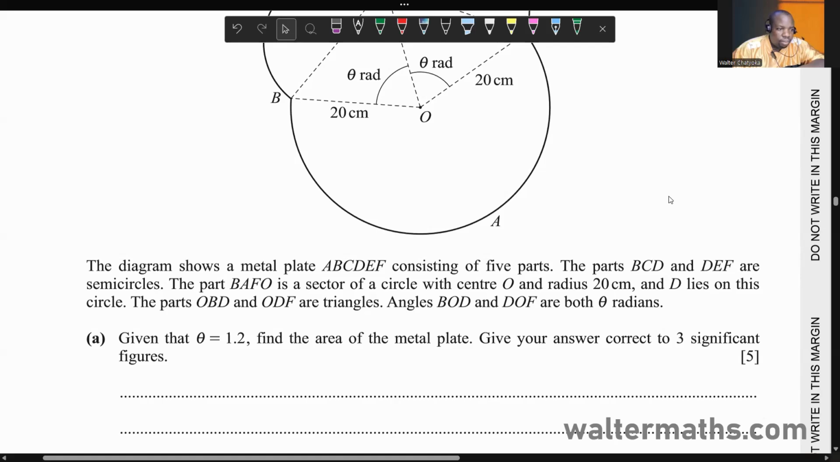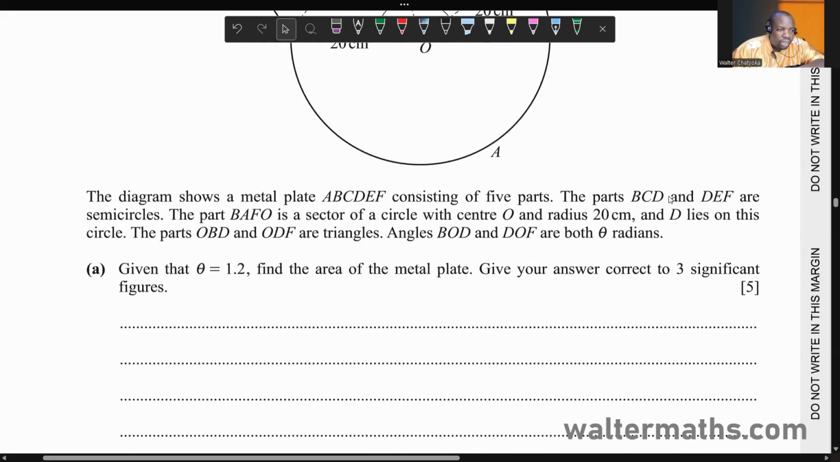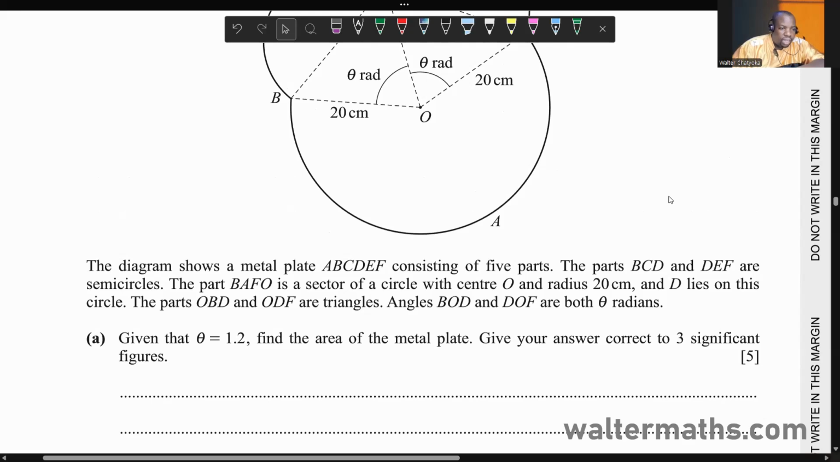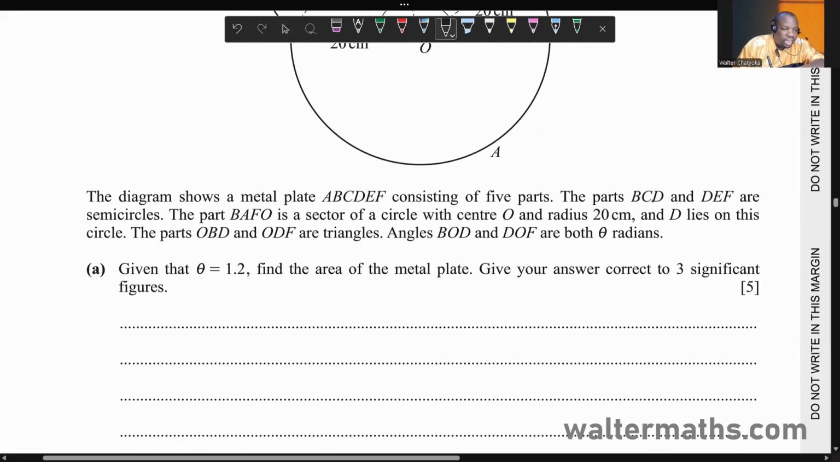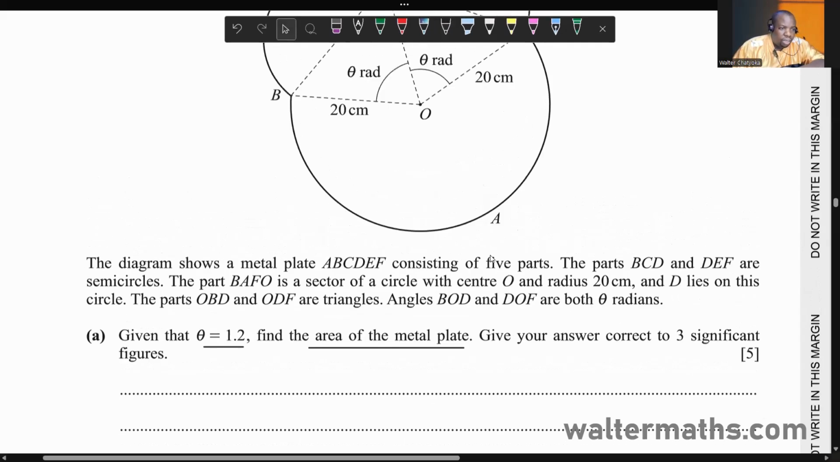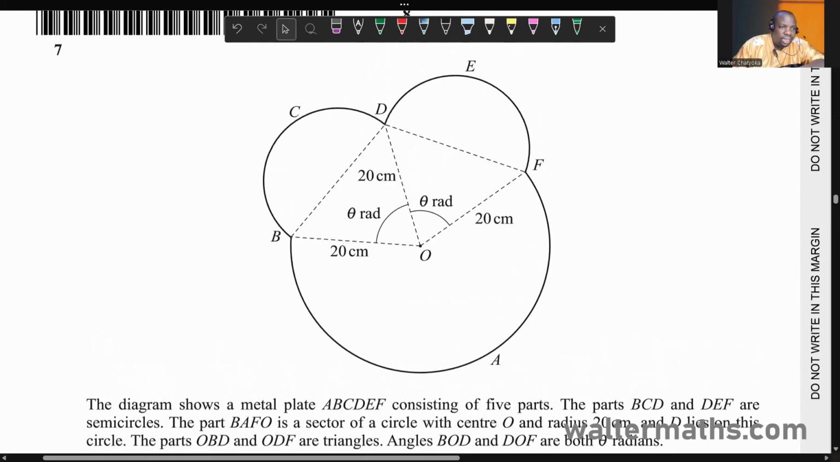All right, so we want to make use of the information given. They say here we should find the area of the metal plate, given that theta is equal to 1.2. Right, so for us to find the area of the metal plate, we are going to start by finding the area of the two semicircles. All right, so we have this semicircle and this semicircle here. In order for us to find the areas of these semicircles, we have to know what the radius for each semicircle is.